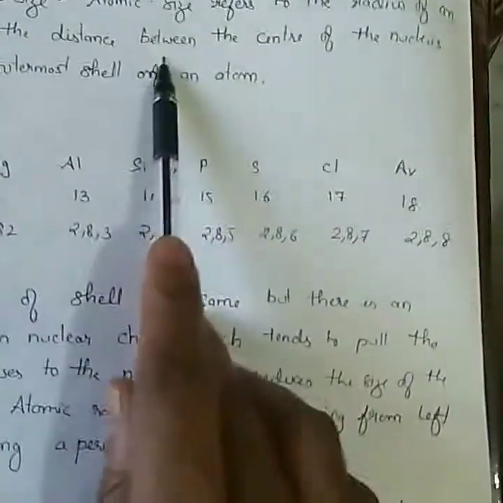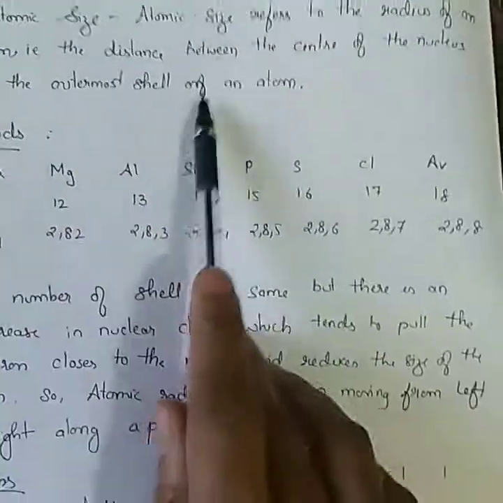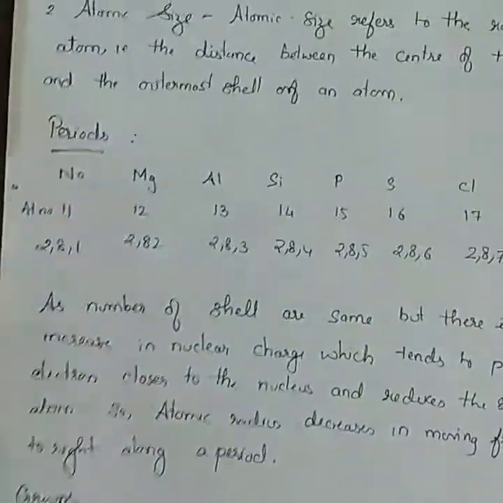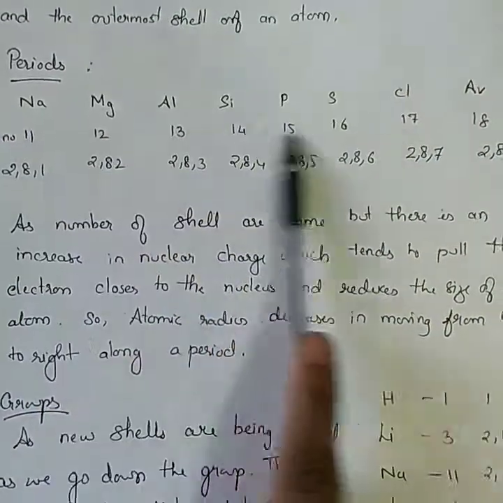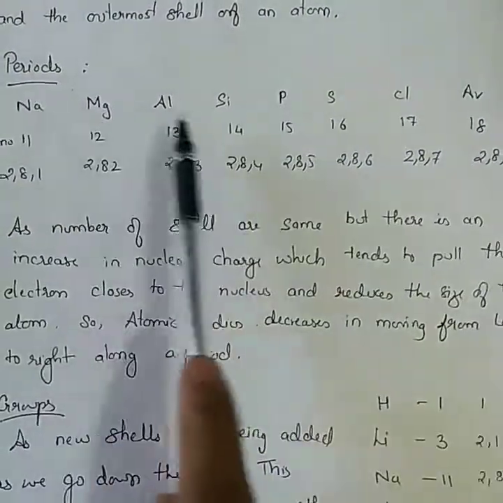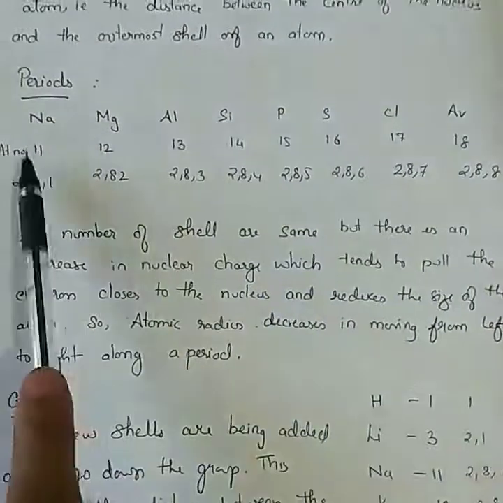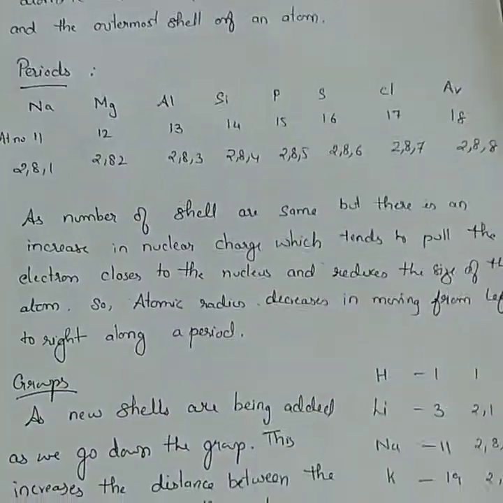So, atomic size refers to the radius of an atom, that is the distance between the center of the nucleus and the outermost shell of the atom. So what about the atomic size in the period? In the same way, take one period. I am taking the third period: sodium, magnesium, aluminium, silicon, phosphorus, sulfur, chlorine, argon. Write their atomic number, write their electronic configuration.